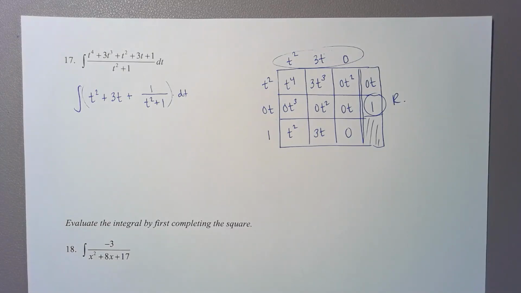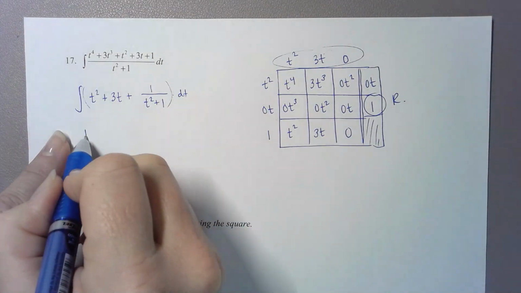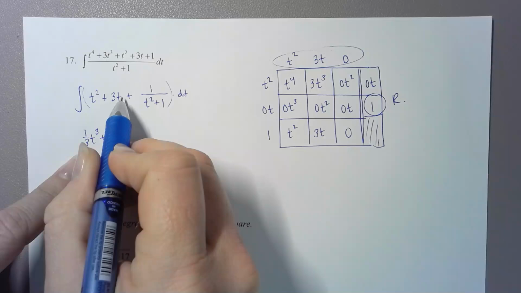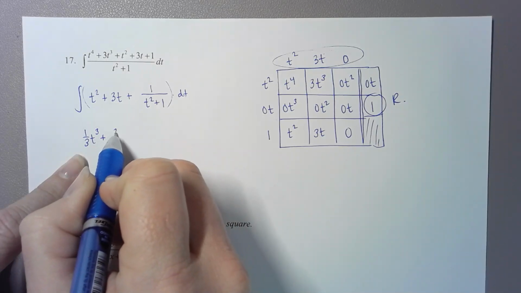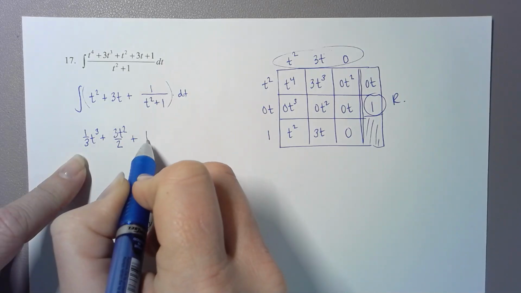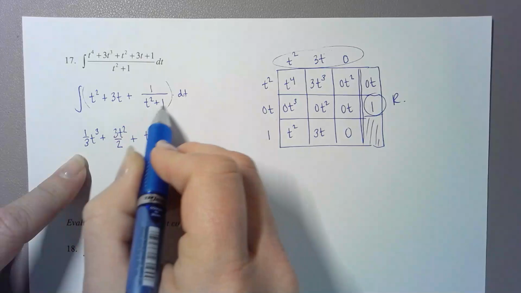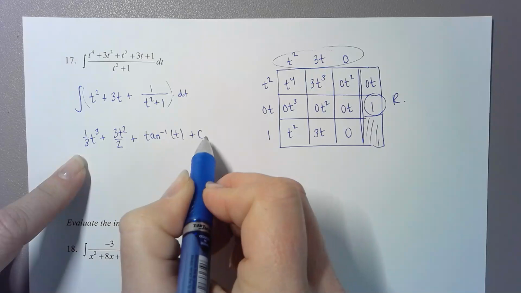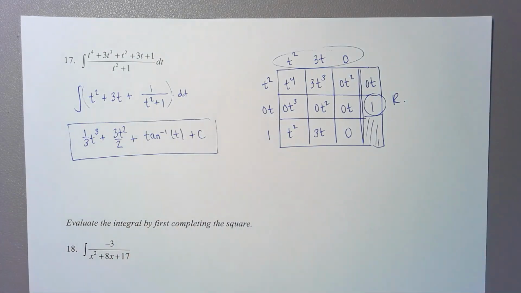And now we're looking at 3 individual terms. The antiderivative of t squared is t cubed over 3. The antiderivative of 3t to the first is 3t squared over 2. And then this is the derivative of inverse tangent of t. And it did not have any bounds, so plus c.